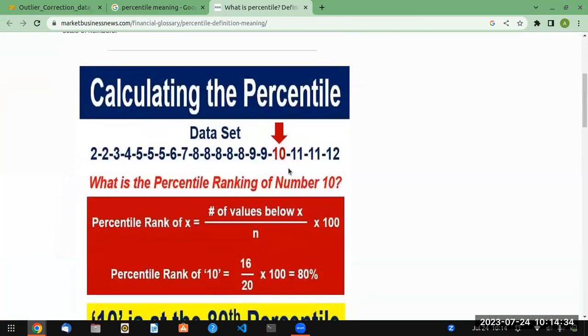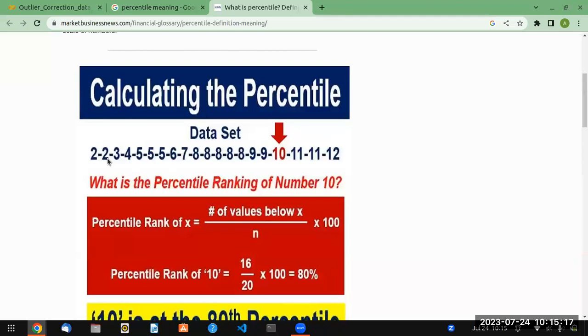Okay. Now here, see what is the percentile ranking of number 10? How is it calculated? Number of values below that point we are calculating. So here 2 to 9, 16 values are under 10. That means we are sorting these values, right, in increasing order. And 16 values are below this 10 position. So that means it is all about the game of positions, right? Positions in your data set.